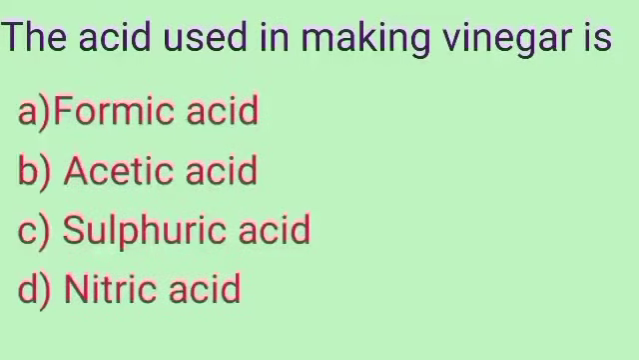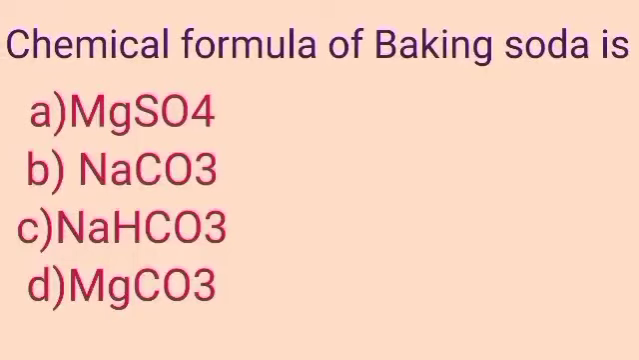Next, the acid used in making vinegar is option A formic acid, B acetic acid, C sulfuric acid, D nitric acid. The right answer is acetic acid. So next one. Chemical formula of baking soda is option A MgSO4, B Na2CO3, C NaHCO3, D MgCO3. The right answer is option C NaHCO3, that is sodium bicarbonate.